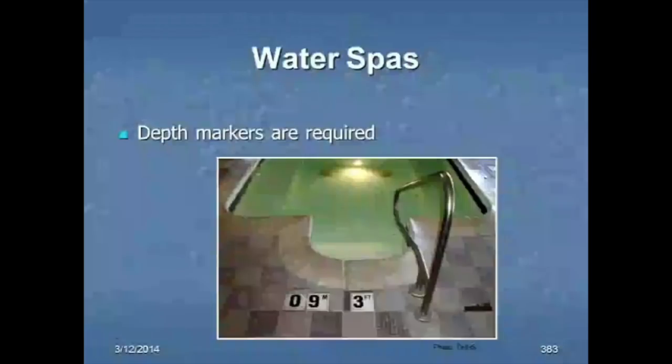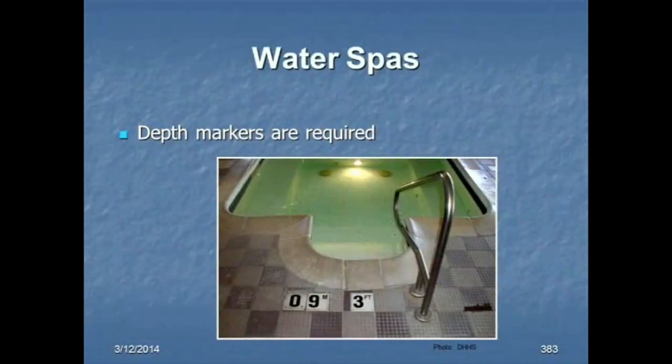Depth markings, just like a swimming pool, need to be provided. As someone walks up to that spa, they've got to have an idea how deep the deepest point of that spa is going to be.